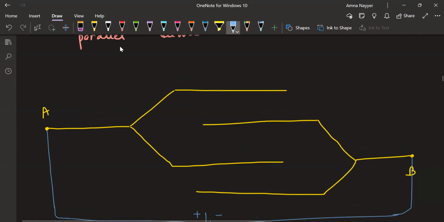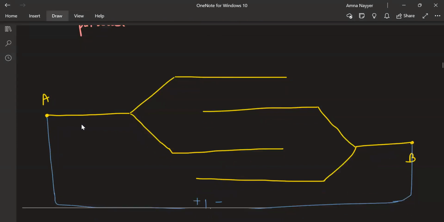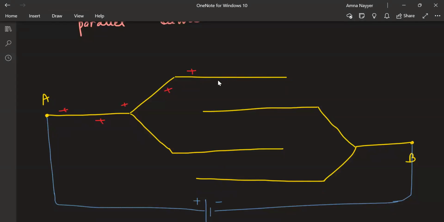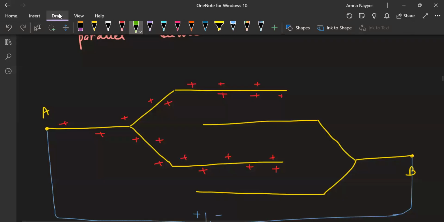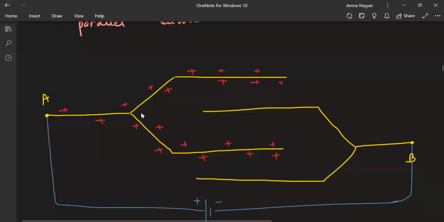If this is positive, this complete plate will be positive. Yes or no? So see what will happen. This plate throughout will be positive, like this. And since the other plate is negative, this will be completely negative, right?